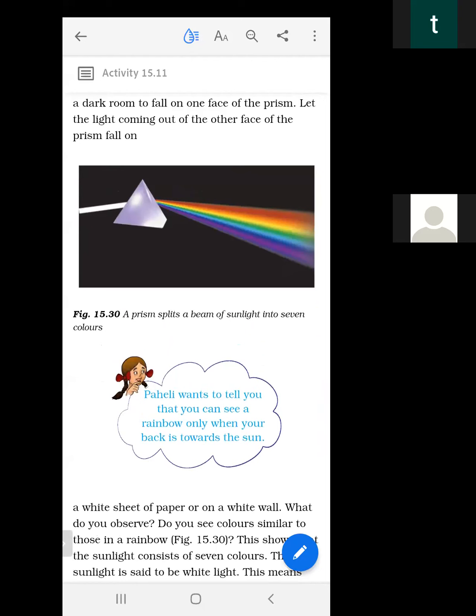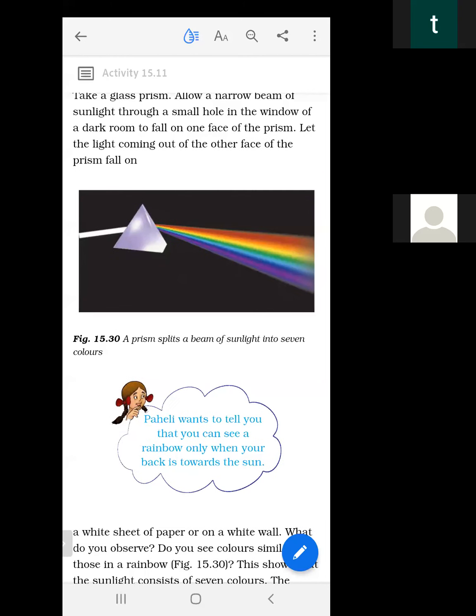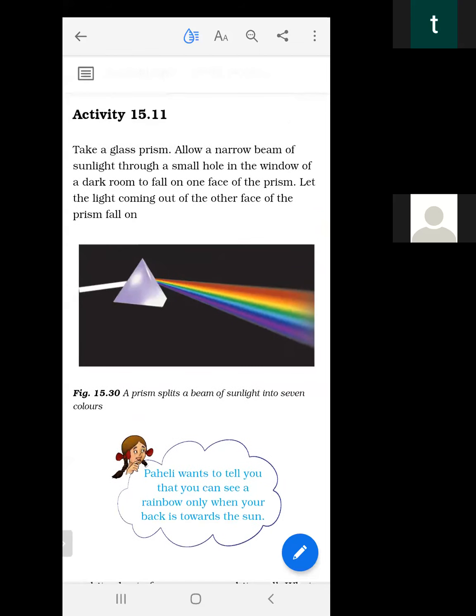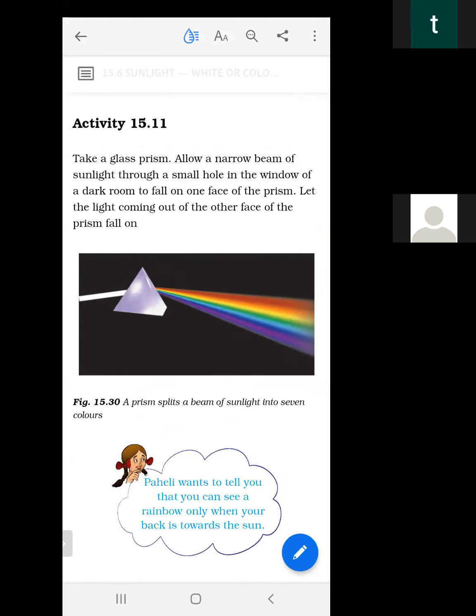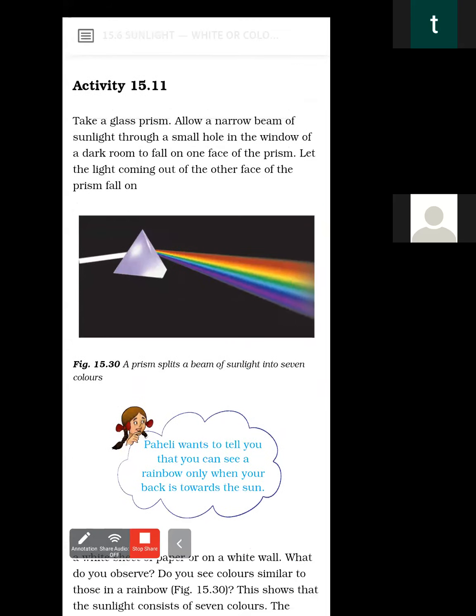Paheli wants to tell you that you can see a rainbow only when your back is towards the sun. Yes, when the sun is behind you, you will see the rainbow in the forward direction. So look at diagram 15.30. A prism splits a beam of sunlight into 7 colors. So students, look carefully at the bottom. Which color is there at the bottom?